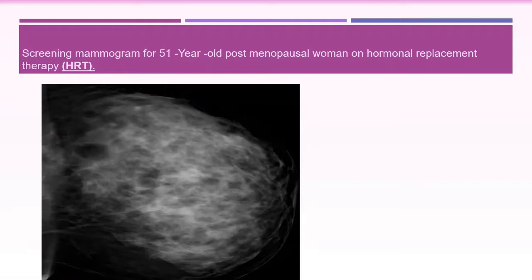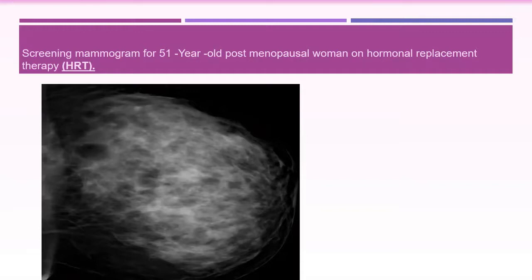No. What are the typical kinds of lesions that give a focal area of architectural distortion? This patient is post-menopausal with hormone replacement therapy. Yes. Okay. That is why she has a dense breast. But what could it be?